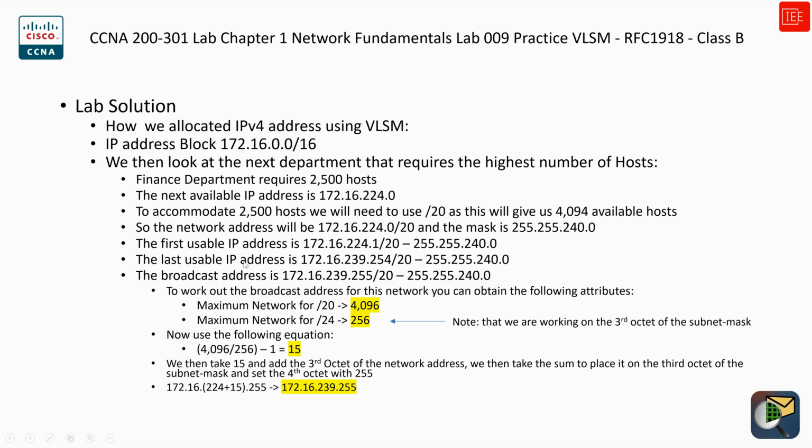255.255.240.0. The first usable IP address will be 172.16.224.1 /20. And to work out the broadcast address, again, we fetch the attributes as the first step. And the first one is the maximum networks for /20 is 4,096. And the maximum network for /24 is 256. We divide them and we subtract 1. You will get 15. We then add 15 to 224. That will give us 239. And then we set the fourth octet to 255, and that will give us the broadcast address.